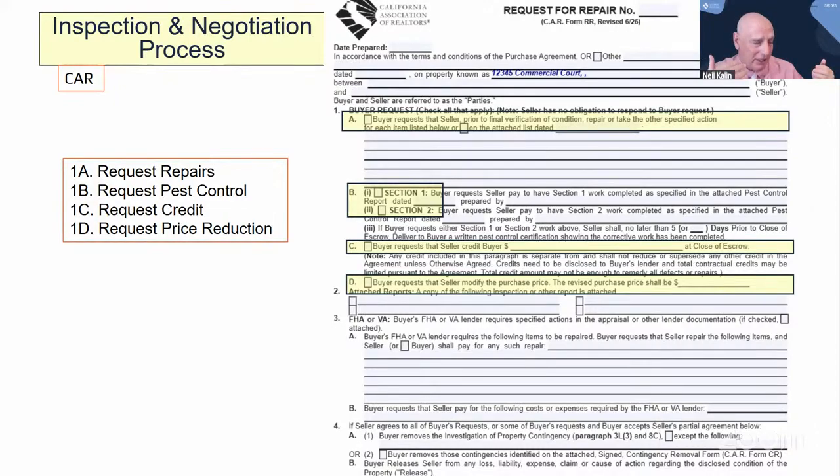During that investigation period, the buyer has a right to make requests of the seller, and the request could be for repairs. The request could be more in the case of residential than commercial, pest control work, or a credit, or a price reduction. And so then go to my next slide. Go to the next slide, please.